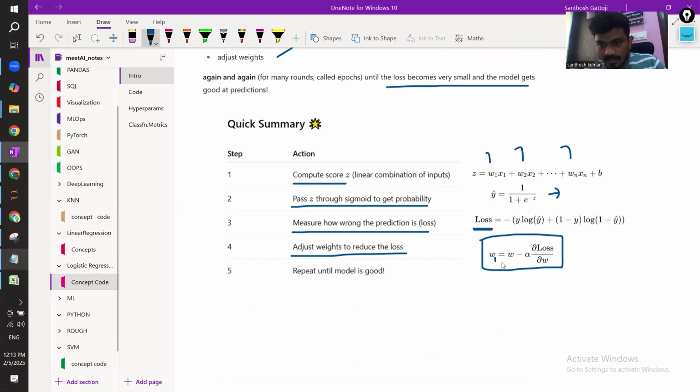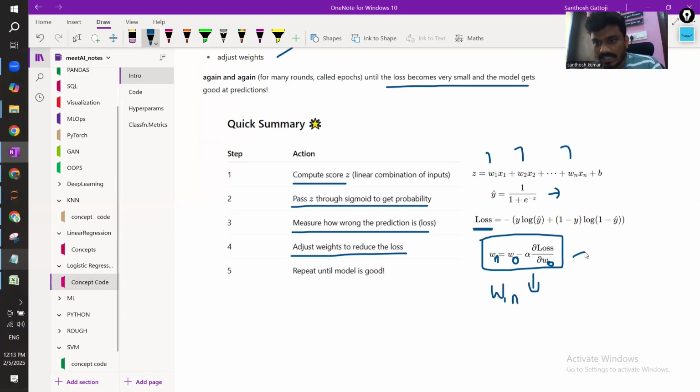For example, this W1. W1 new equals W1 old minus learning rate into the derivative of this loss function with respect to that W old. When you solve this derivative and get some value, multiply it with the learning rate, and subtract it from the old value. This old value could initially be a random value. You will get some value, and that is the new value of W1.